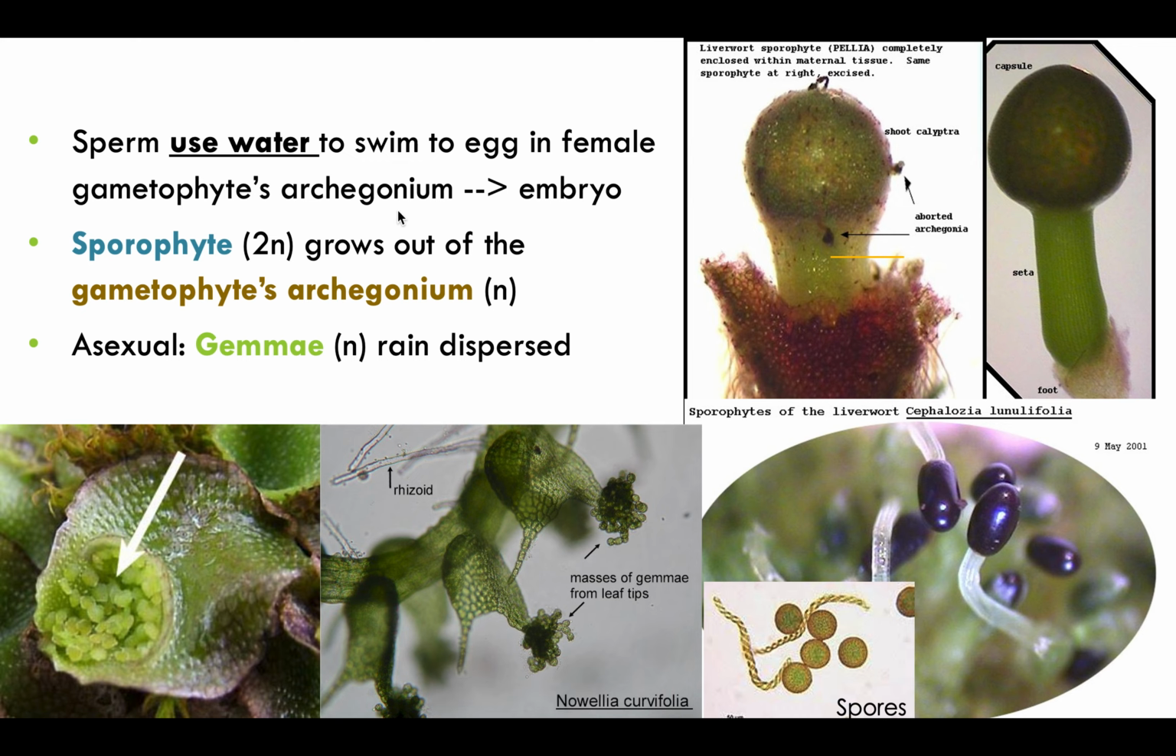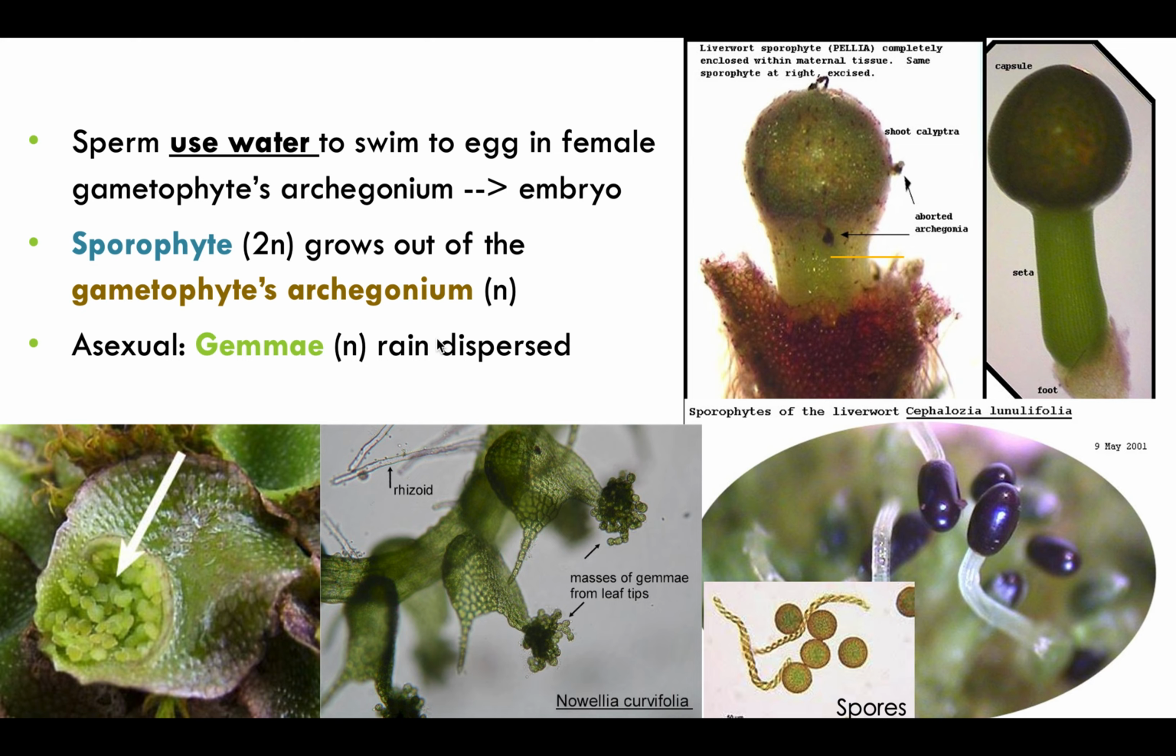We have this word here called archegonium. So the archegonium is the gametangia, or the house for the eggs. So once the sperm gets to the egg inside of this structure, they're going to fuse together, right, and create a diploid zygote, which grows into an embryo. That embryo is going to turn into a diploid sporophyte, already diploid. The embryo is already diploid, but it's going to turn into a sporophyte and then grow out of the gametophyte's archegonium, okay? So it is dependent on that female structure.